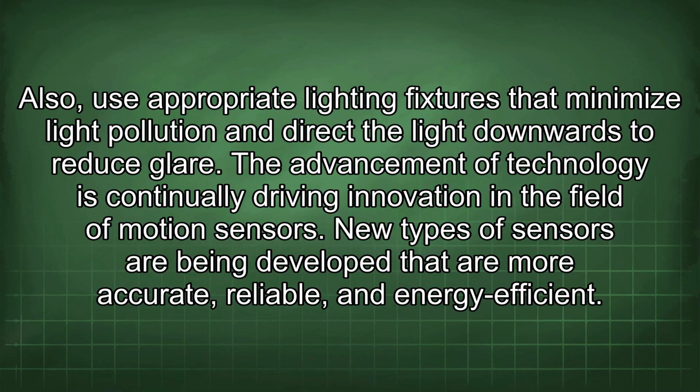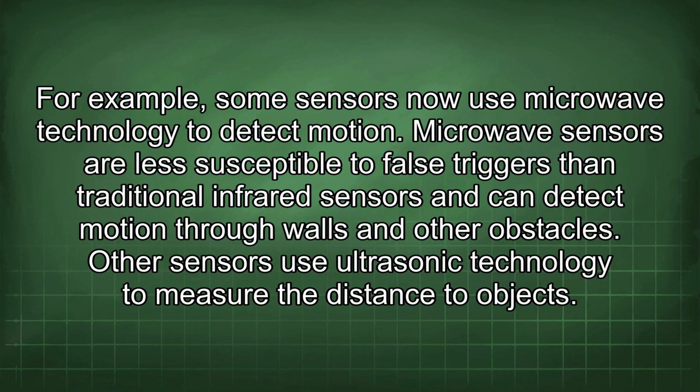The advancement of technology is continually driving innovation in the field of motion sensors. New types of sensors are being developed that are more accurate, reliable, and energy efficient. For example, some sensors now use microwave technology to detect motion. Microwave sensors are less susceptible to false triggers than traditional infrared sensors and can detect motion through walls and other obstacles. Other sensors use ultrasonic technology to measure the distance to objects.